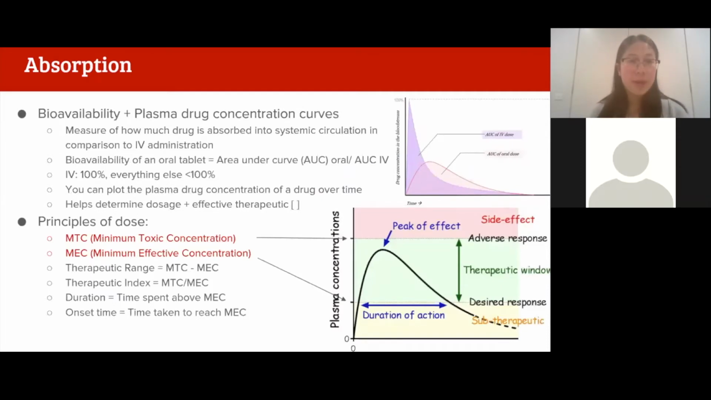Again, bioavailability is the measure of how much drug is absorbed into systemic circulation, systemic whole body circulation, so we're talking about the bloodstream, in comparison to IV administration. So IV administration would be 100%.